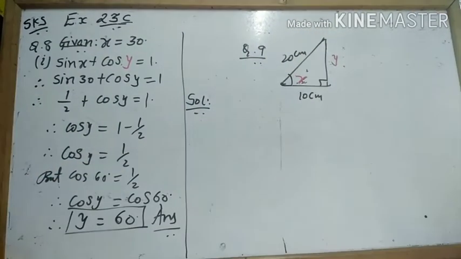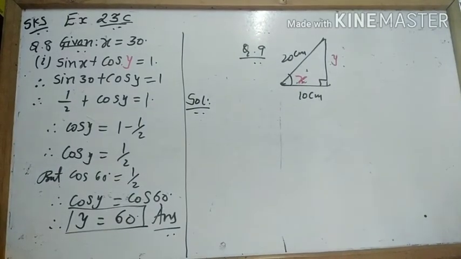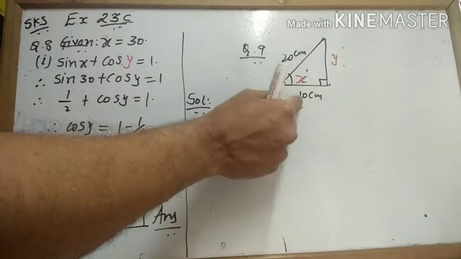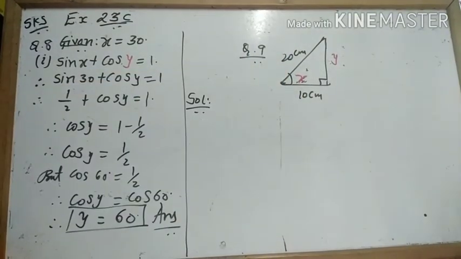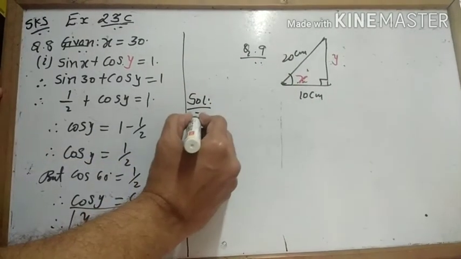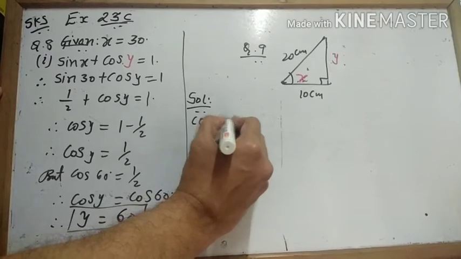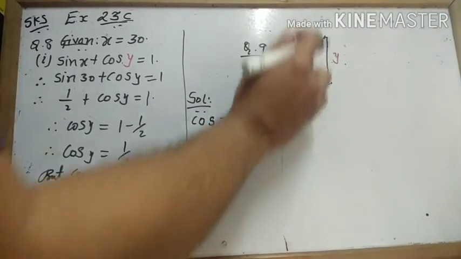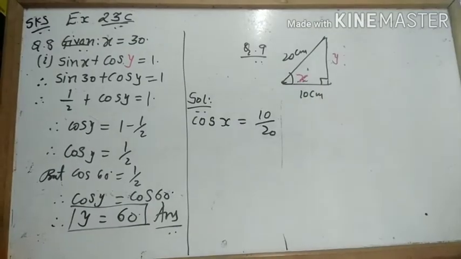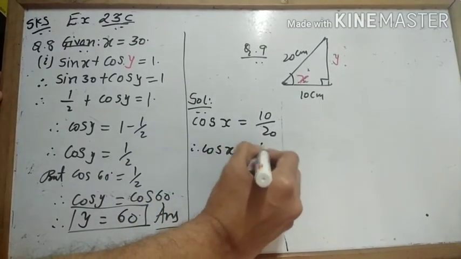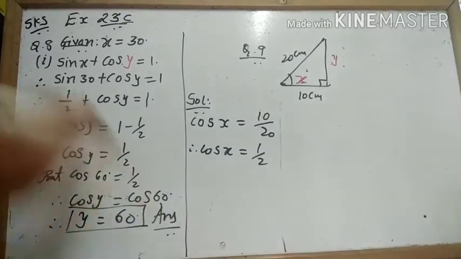So I have to recall my basic concepts of trigonometry: which ratio is related with the adjacent side and hypotenuse, and you should recall cos or sec are related to the adjacent side as well as the hypotenuse. So I'm going to apply cos of x is equal to 10 over 20, that is adjacent side over hypotenuse. So my cos x value will be equal to 1 over 2.